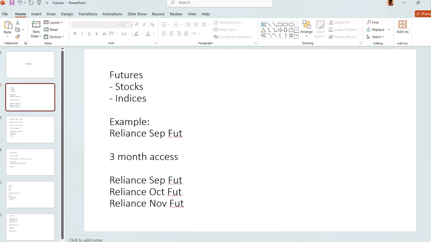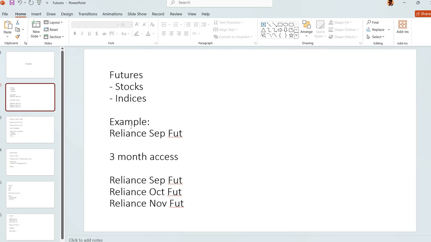An example of a futures contract will be like Reliance September FUT. Here FUT means futures. September means the contract will expire by the September month. Reliance means the contract is built on the Reliance company. Stocks and indices expire on the last Thursday of every month. If the last Thursday is a holiday, then the previous day, like Wednesday, will be the expiry day.